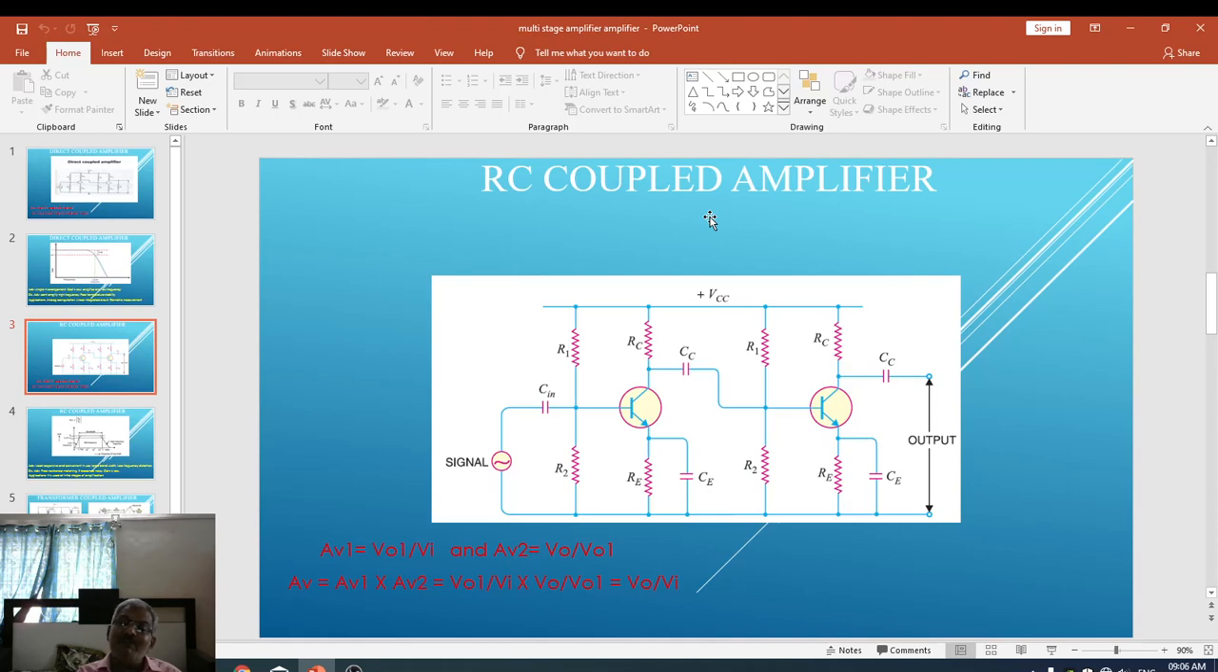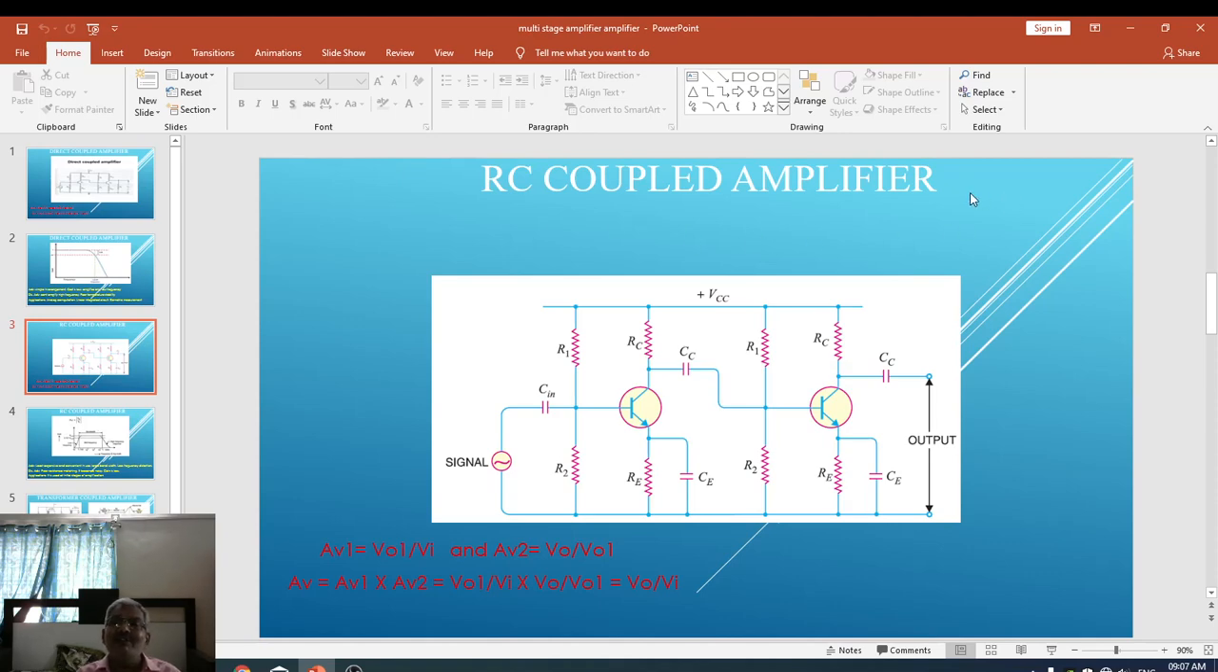It is a type of amplifier in which the output of the first stage is coupled with the input of the second stage by making use of a coupling component that is a combination of resistance and capacitor. This means the output of the first stage is given as an input to the second stage by using R and C. That is why we call it an RC coupled amplifier.